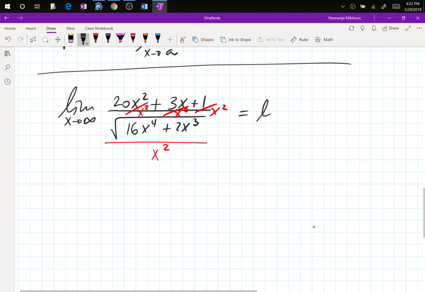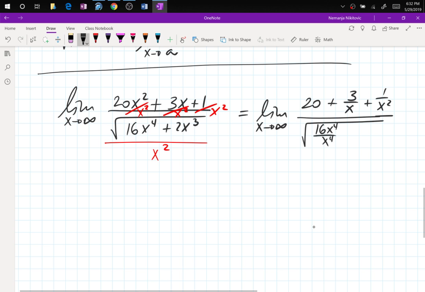When I divide everywhere by x squared, I have 20 plus 3 over x plus 1 over x squared, divided by the square root of 16x to the 4 over x to the 4 plus 2x cubed over x to the 4. So we wouldn't be dividing this by x squared? Is that because it's over in the radical? It's x squared, and then when it goes under the radical, it becomes x to the 4th. Yes.